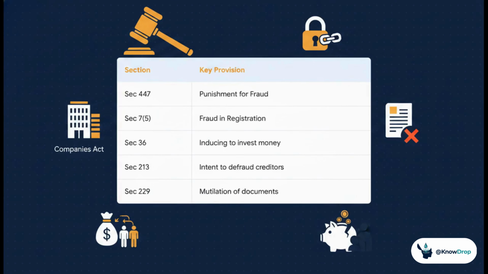But honestly, the absolute holy grail for your exam is the Companies Act of 2013. You have to map these sections out in your head. Section 447 is the big one. It deals with the broad punishment for fraud. Section 7, subsection 5, covers fraud during the actual initial registration of a company. Section 36 is all about fraudulently inducing people to invest. Section 213 gets triggered when a business is being run specifically to defraud its creditors. And definitely look out for Section 229. This is the specific charge for giving false statements or the mutilation and destruction of vital documents.